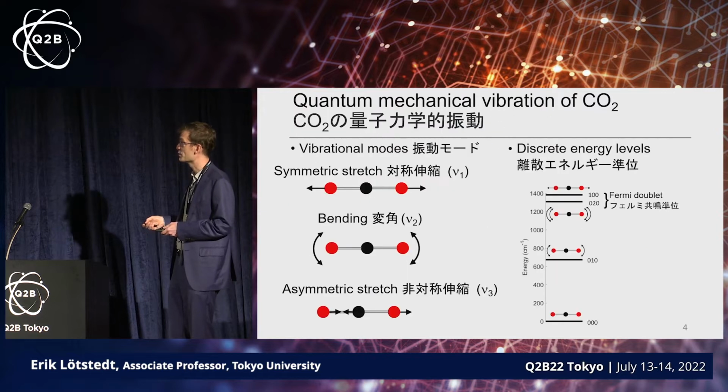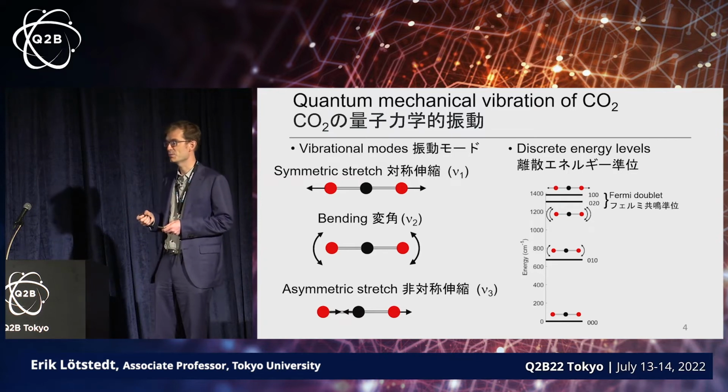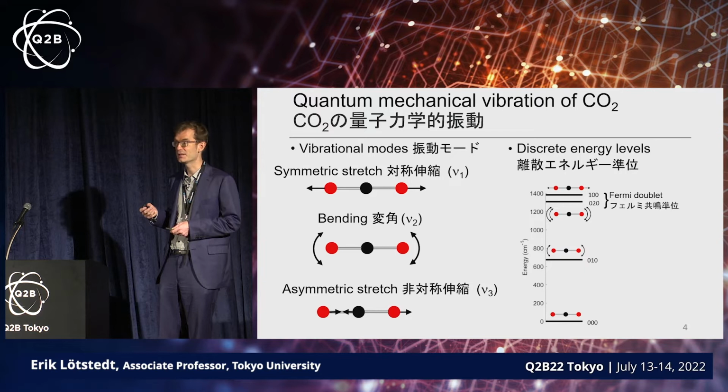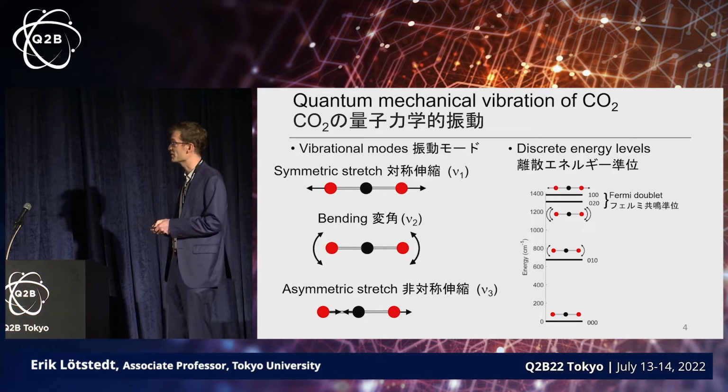Okay, so the first topic is the quantum mechanical vibration of molecules. Molecules vibrate in many different ways, and because molecules are quantum mechanical objects, the energy of the vibration is quantized. So you get discrete energy levels. In the example here, I show the CO2 molecule. It can vibrate. There are three modes: stretching, bending, and asymmetric stretch. And the energy levels are quantized like this.